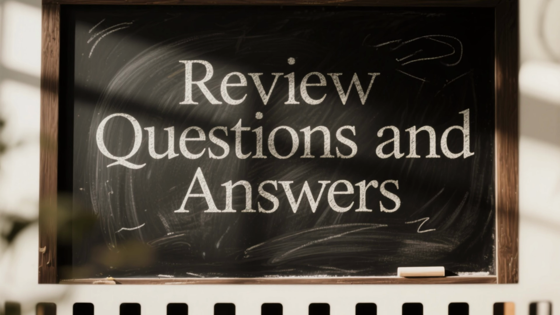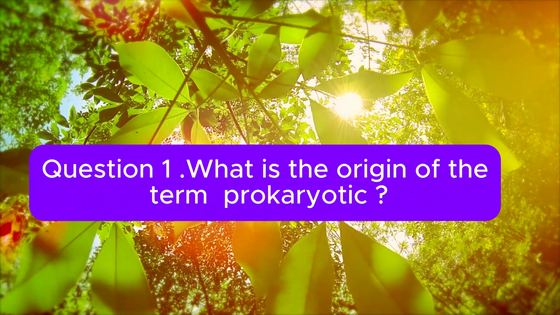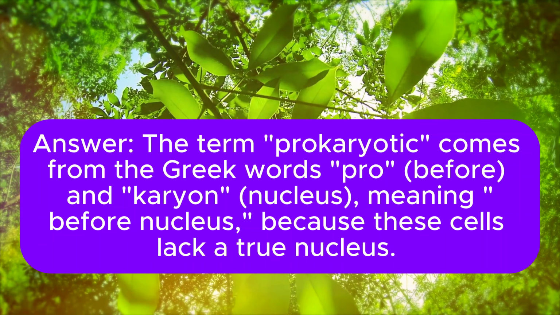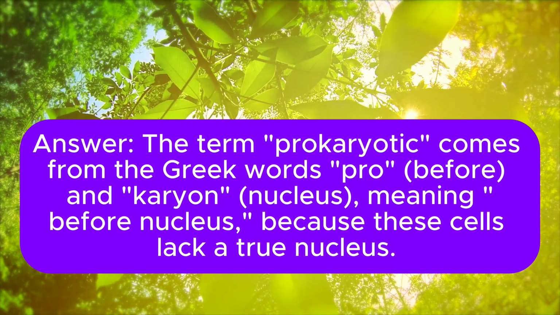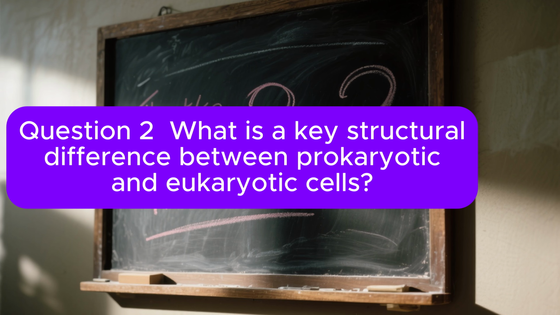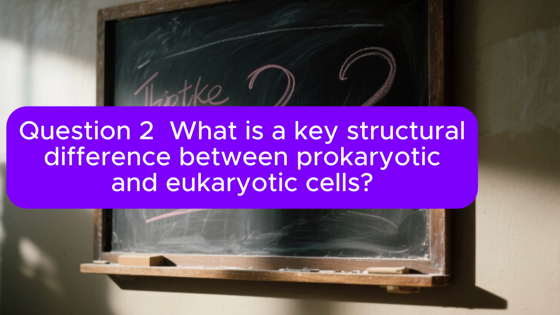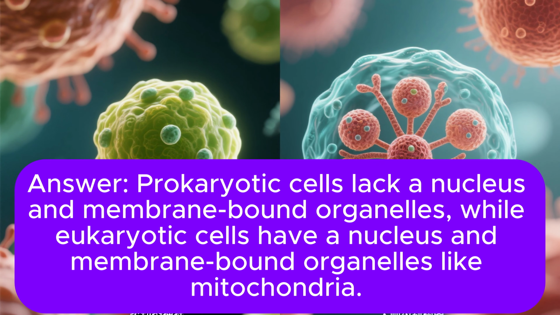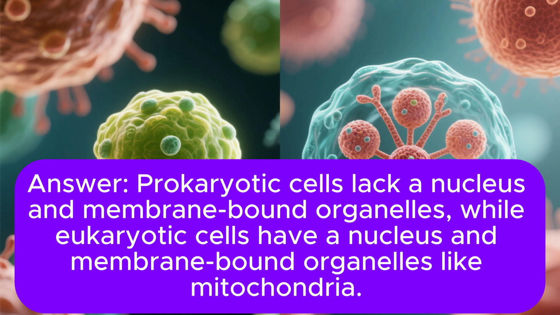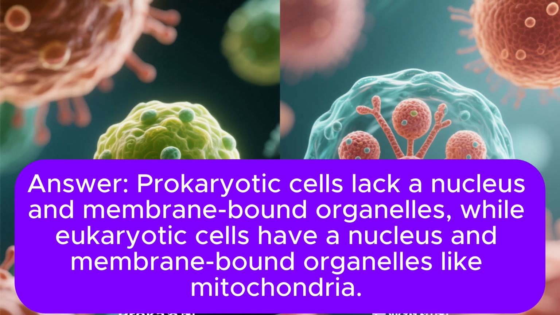Review questions and answers. Question 1. What is the origin of the term prokaryotic? Answer. The term prokaryotic comes from the Greek words pro, before, and karyon, nucleus, meaning before nucleus, because these cells lack a true nucleus. Question 2. What is a key structural difference between prokaryotic and eukaryotic cells? Answer. Prokaryotic cells lack a nucleus and membrane-bound organelles, while eukaryotic cells have a nucleus and membrane-bound organelles like mitochondria.